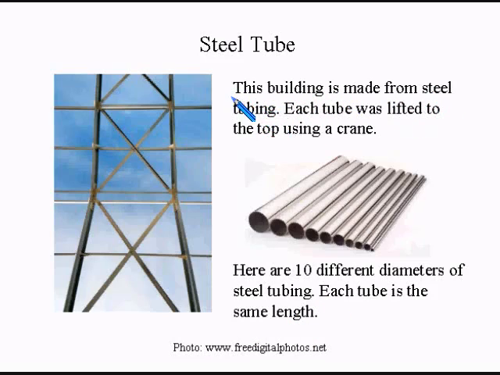We say tubing when talking about just lots of tubes. So it's one tube, each tube, one tube, and a lot of tubing. So each tube was lifted to the top using a crane, like in the previous slide. Here are 10 different diameters of steel tubing.